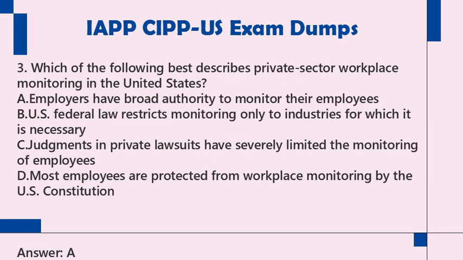3. Which of the following best describes private sector workplace monitoring in the United States? A. Employers have broad authority to monitor their employees. B. U.S. federal law restricts monitoring only to industries for which it is necessary. C. Judgments in private lawsuits have severely limited the monitoring of employees. D. Most employees are protected from workplace monitoring by the U.S. Constitution.